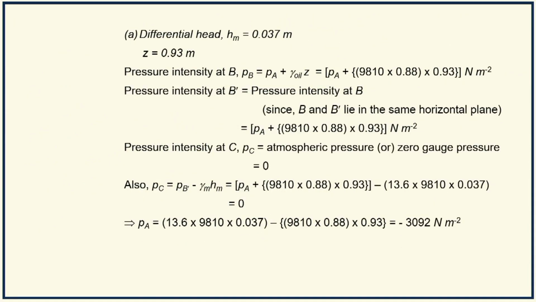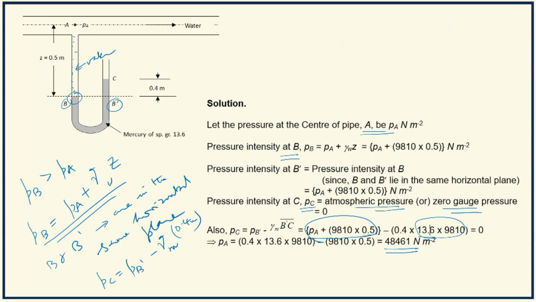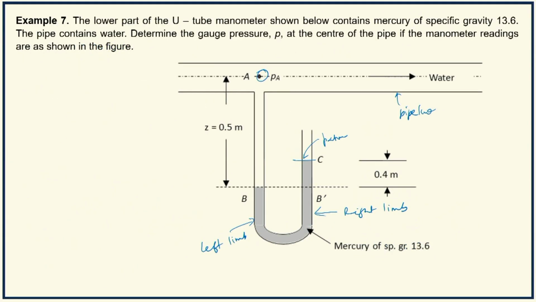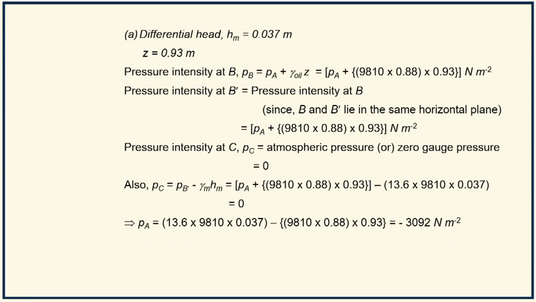So this you can solve on the same lines as the previous problem, example 7. So Z is given. So you can proceed in this fashion. So what is the pressure intensity at B? PB is equal to PA plus gamma oil into Z. Then pressure at B dash is equal to pressure intensity at B, as B and B dash lie in the same horizontal plane. Then pressure intensity at C, that is PC, is atmospheric pressure 0. So PC is equal to PB dash minus, because C is above B dash, therefore minus the specific weight of the manometric liquid, that is mercury, multiplied by HM, which is 0.037 meter given. So put it and equate it to 0 and get the value of PA.